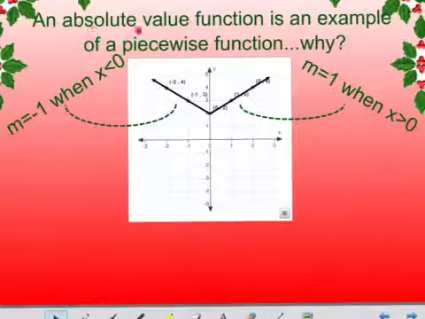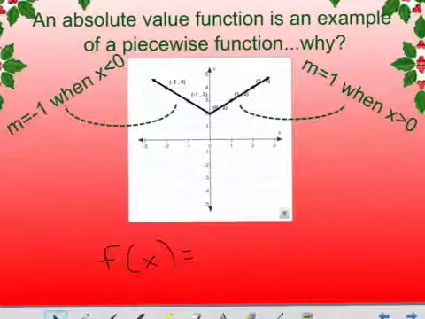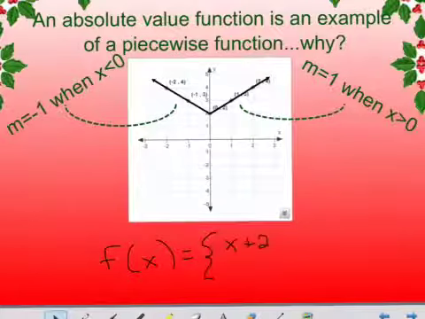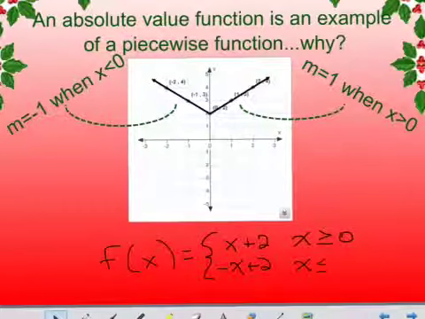Now you can think of an absolute value function as an example of a piecewise function. A piecewise function is a function that gives you different definitions for different values. So a piecewise function would be written as something like this. In this case, this can be thought of as a piecewise function. It would be the equation x plus 2 when the x value is greater than or equal to 0, and it would be negative x plus 2 when the x value is less than or equal to 0.